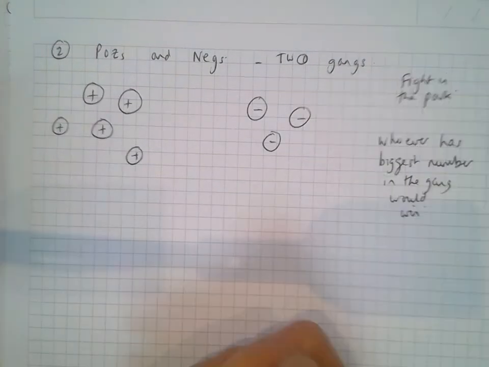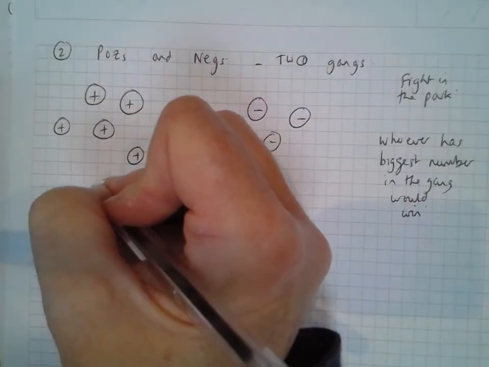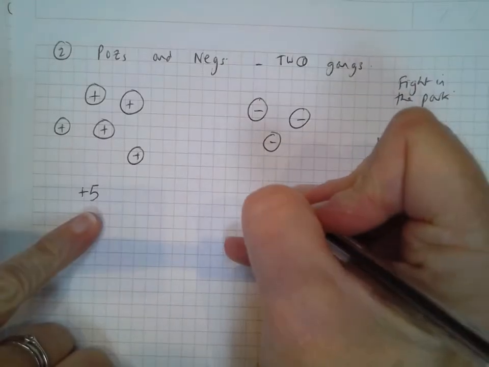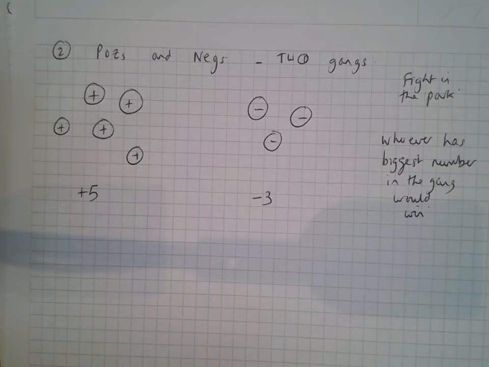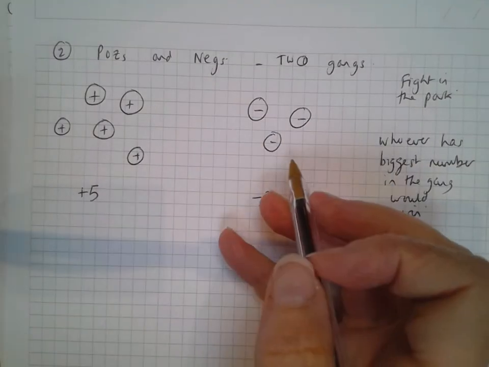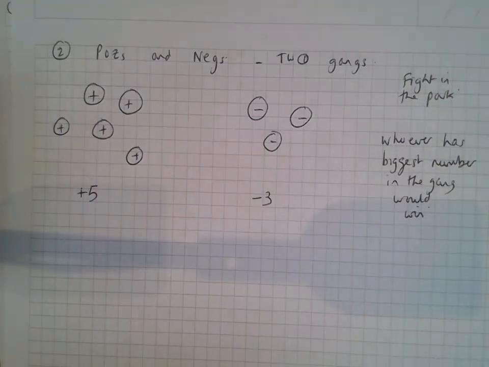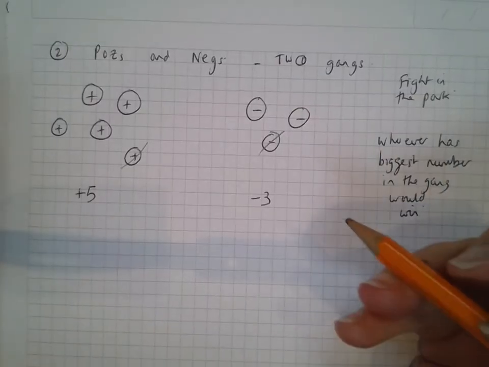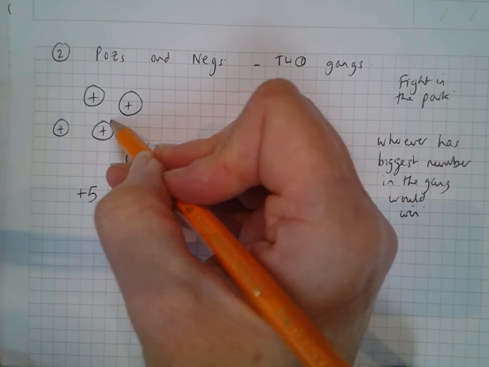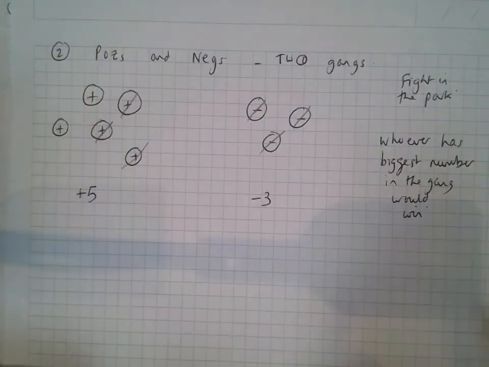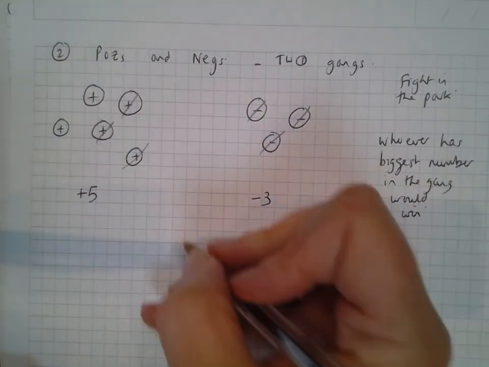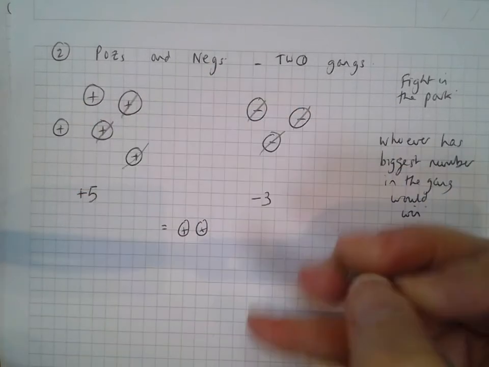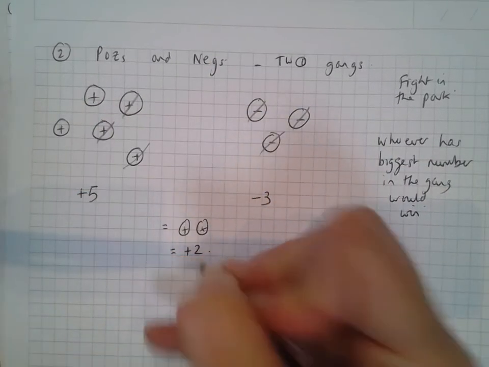So for instance, one day in the park there were 5 posses, plus 5, and along came 3 negs, minus 3, and they fought each other. And what happened was, as they fought each other, a poss and a neg would drop out because they both cancelled each other out. A neg and a poss, a neg and a poss. And you could see that the winner of that battle was 2 posses. There they are, those 2 posses. So the answer is plus 2.